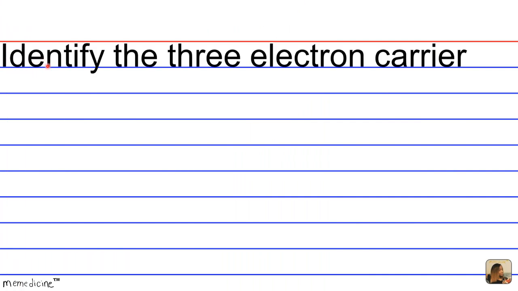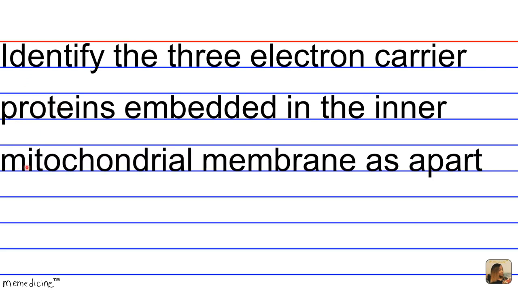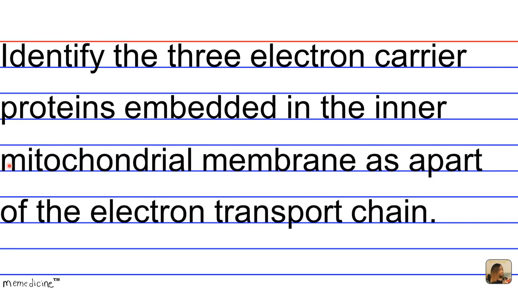Identify the 3 electron carrier proteins embedded in the inner mitochondrial membrane as a part of the electron transport chain. I'll give you a moment to think of the 3 names of the embedded carrier proteins. Okay? All right.